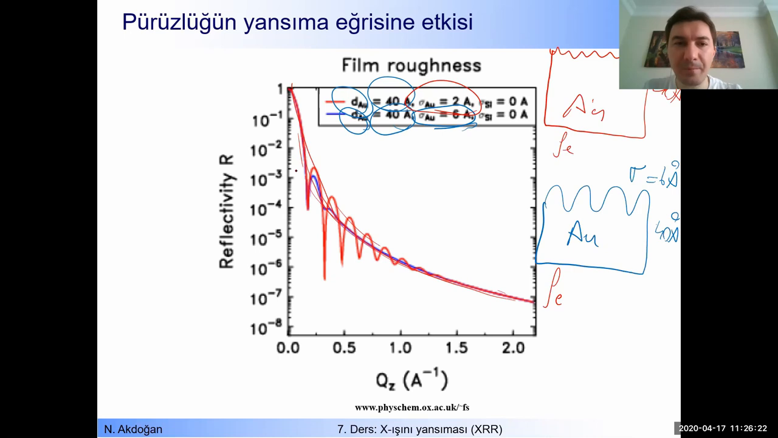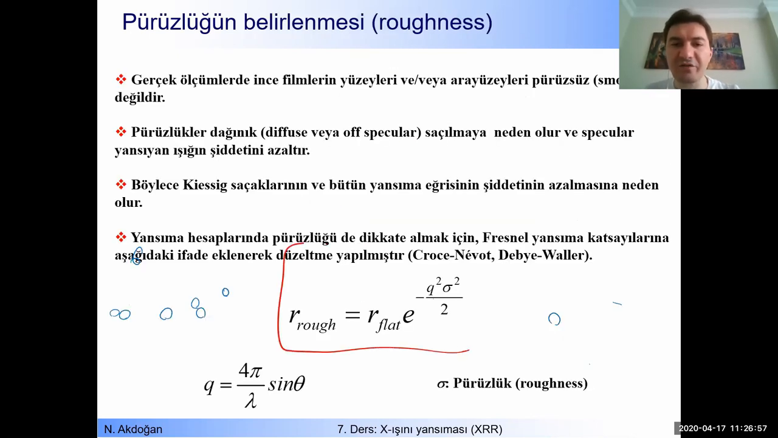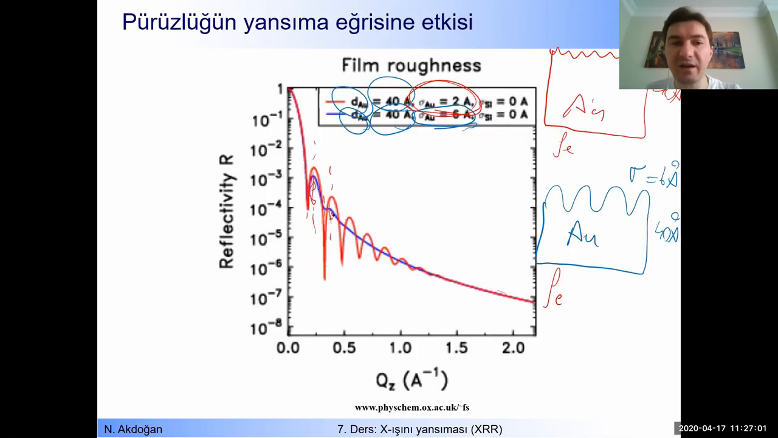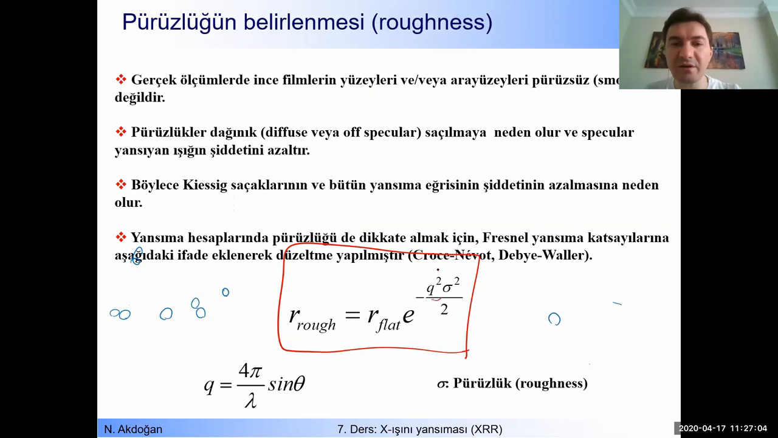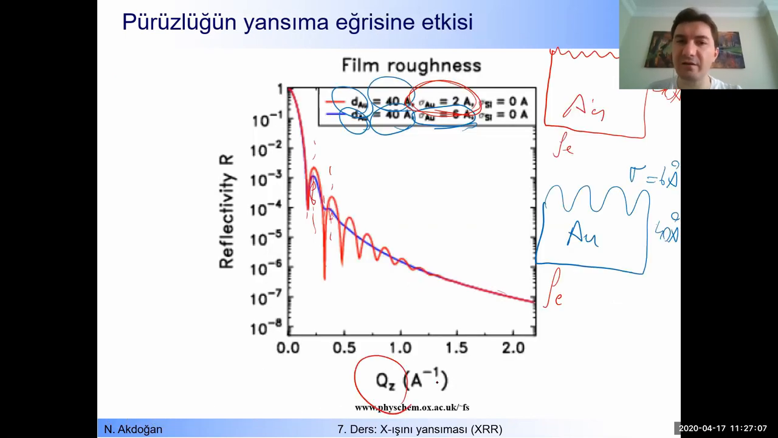What do you see here? For the better surface, the flat surface, the red one, we have much clearer oscillations, you see. But for the blue one, look at the blue one. We have the same thickness, and the positions of the peaks are the same, but the amplitude decreases a lot for the blue one due to that expression, okay? And this decrease in amplitude becomes very dominant at high angles, at high Q values.